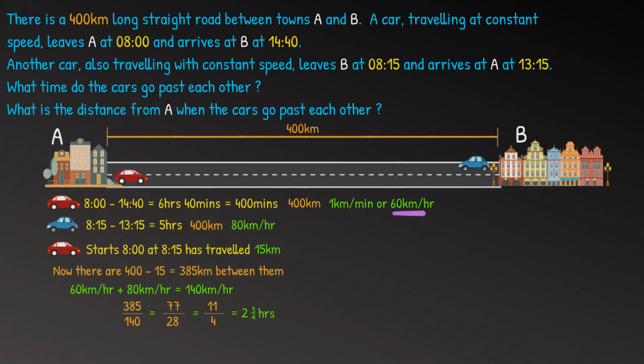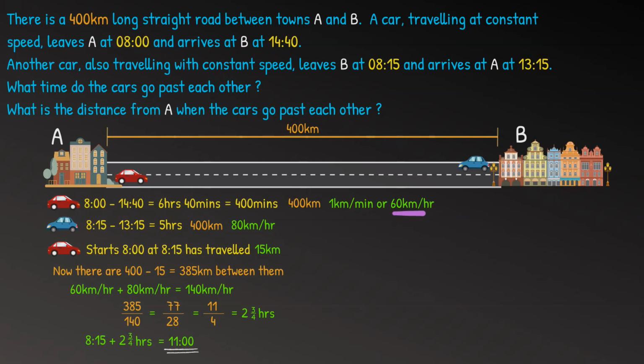So basically the two cars are going to travel that distance in 2 3/4 hours, which is when they're going to pass. Now that 2 3/4 hours is going to be after 8:15, which is when car B started driving. And 8:15 plus 2 3/4 hours takes us up to 11 o'clock. So the two cars pass each other at 11 o'clock.